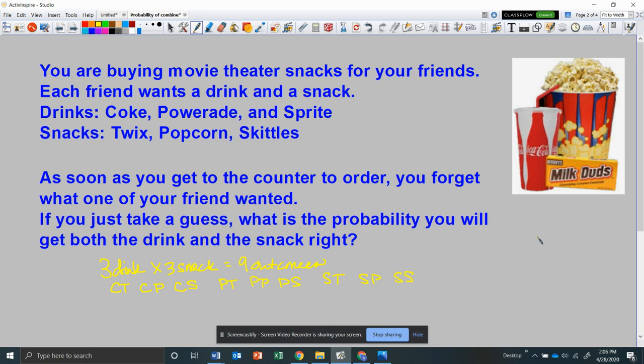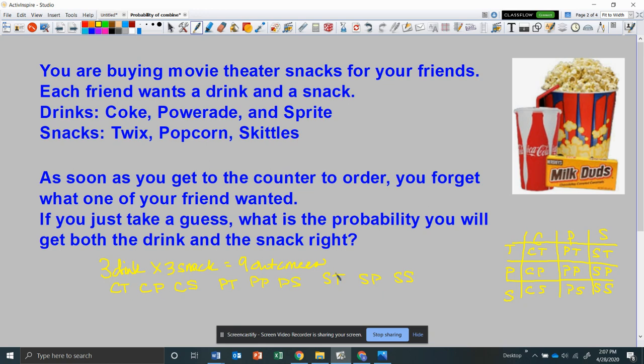One of the other methods I taught you was a table where you put Coke, Powerade, and Sprite up here. And then down this side, you put Twix, popcorn, and Skittles. And now you're going to write what those combined are. This is Coke and Twix, Coke and popcorn, Coke and Skittles. This is Powerade and Twix, Powerade and popcorn, Powerade and Skittles. This is Sprite and Twix, Sprite and popcorn, Sprite and Skittles. And I can see my 9 different outcomes inside that chart.